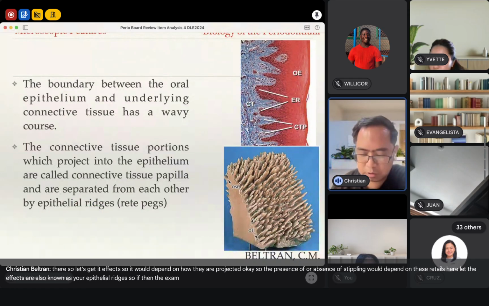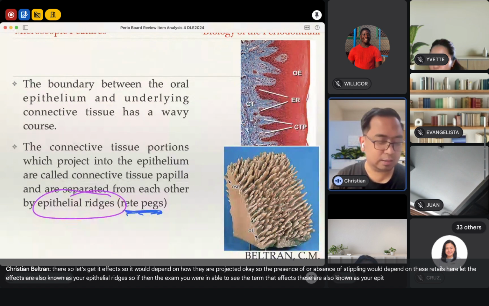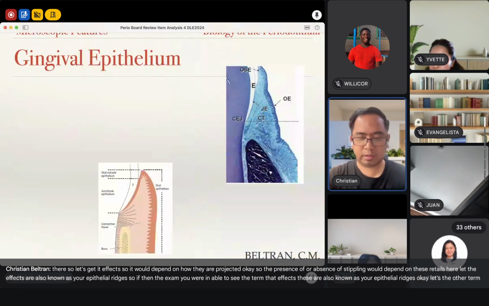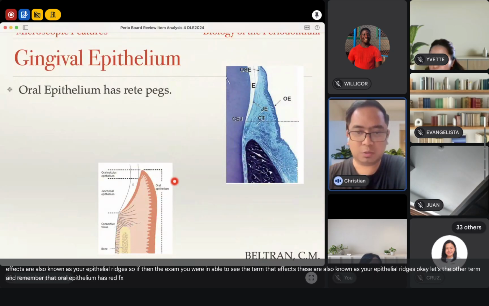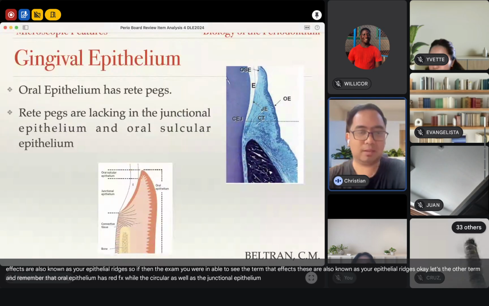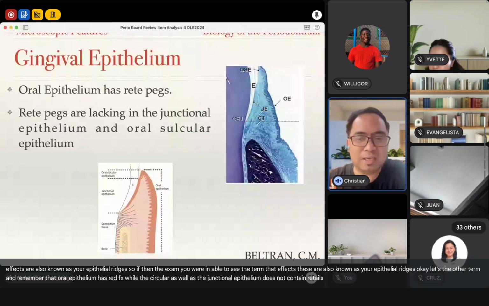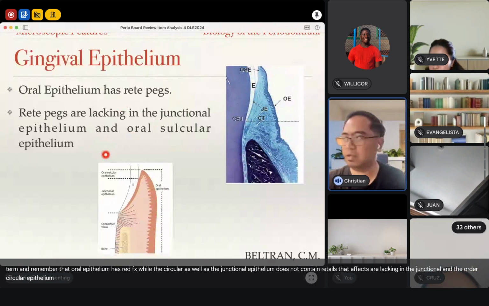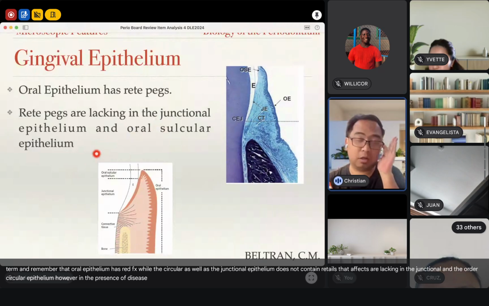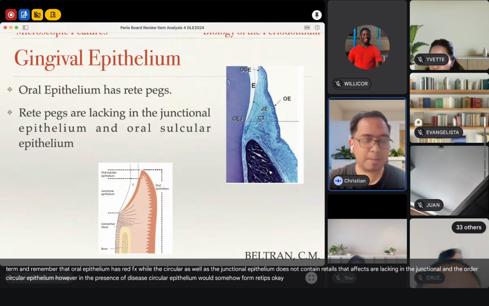So if in the exam you weren't able to see the term retipegs, these are also known as your epithelial ridges. That's the other term. And remember that oral epithelium has retipegs, while the sulcular as well as the junctional epithelium does not contain retipegs. Retipegs are lacking in the junctional and the oral sulcular epithelium. However, in the presence of disease, sulcular epithelium would somehow form retipegs. Okay?